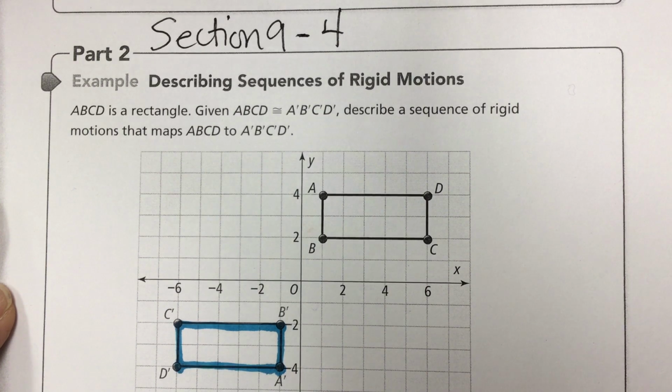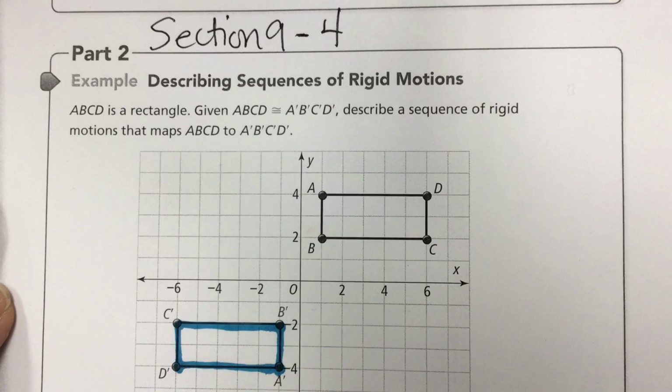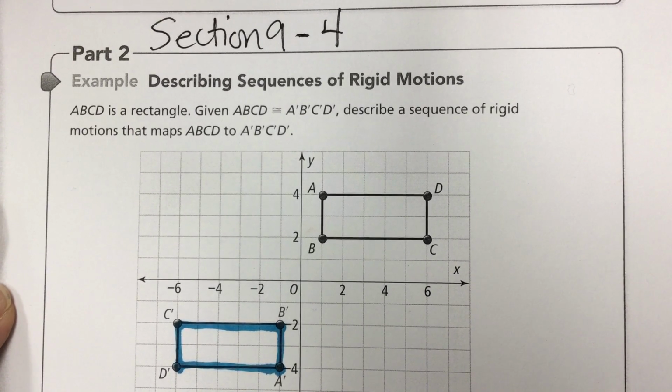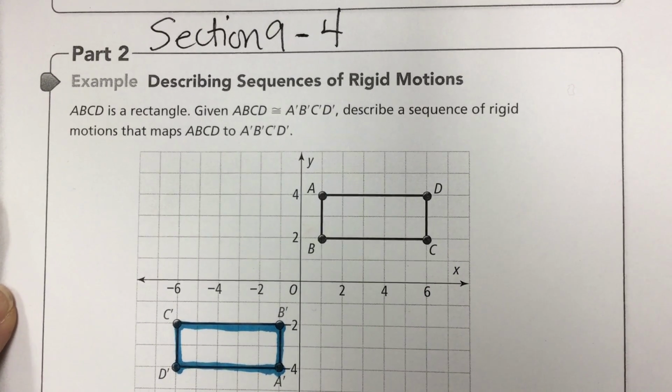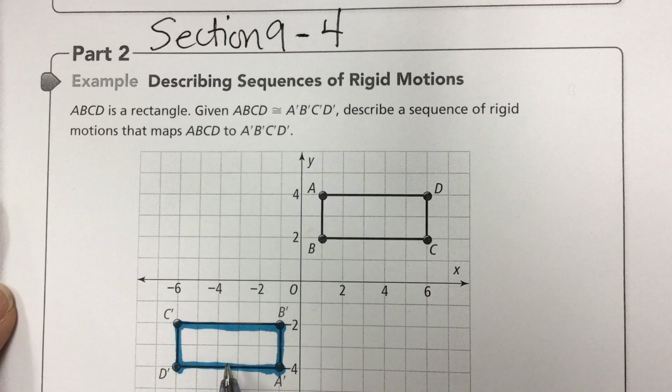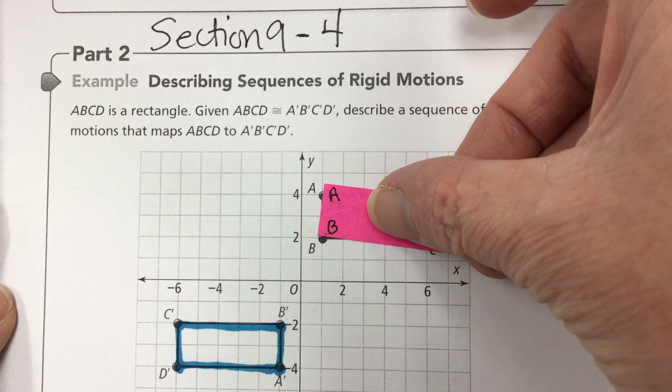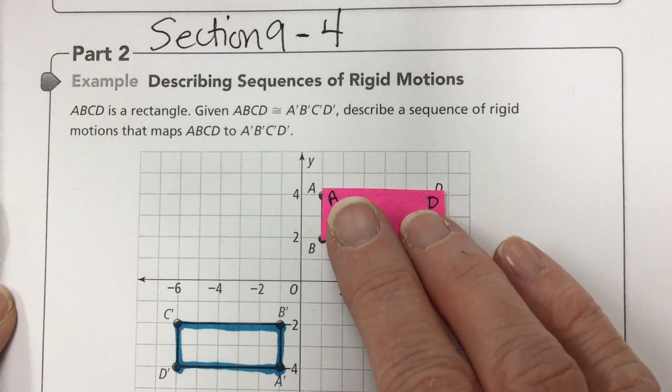We're going to talk about two different rigid motions that can be performed to map this rectangle to this rectangle. And the first one I'm going to talk about is two reflections. All right, let's think about it. Here we have our rectangle in quadrant 1, okay?